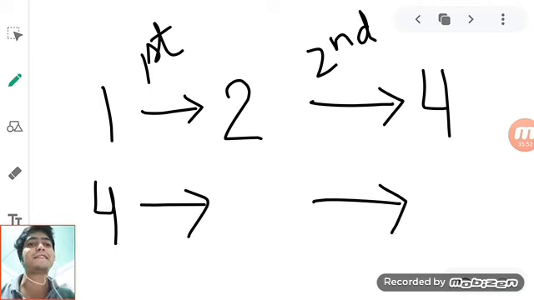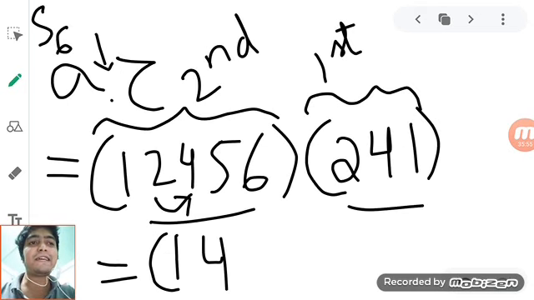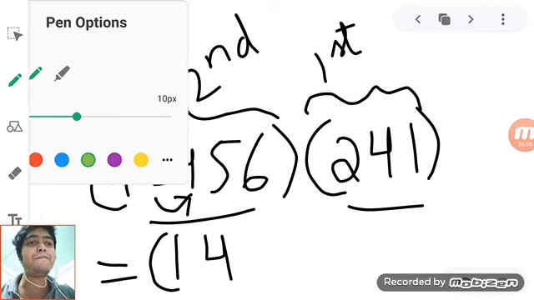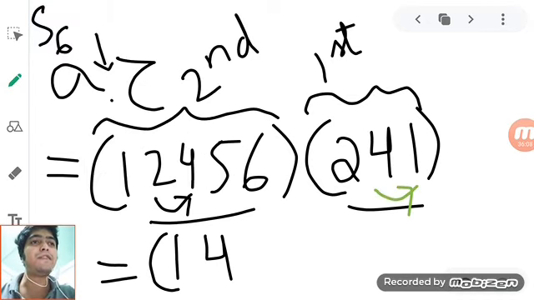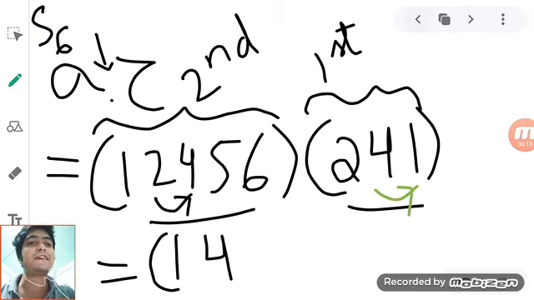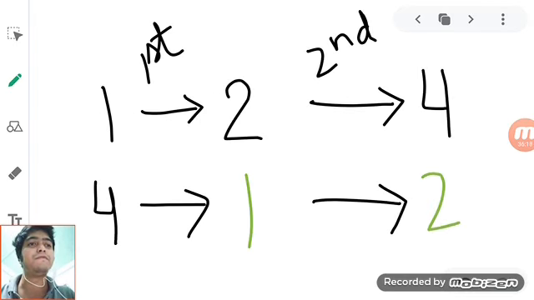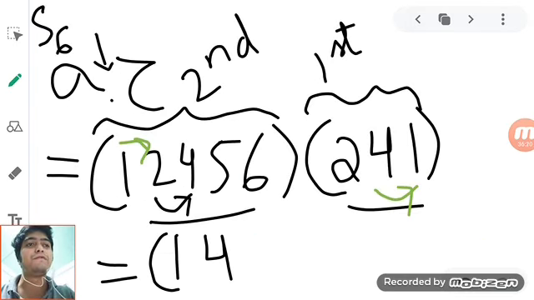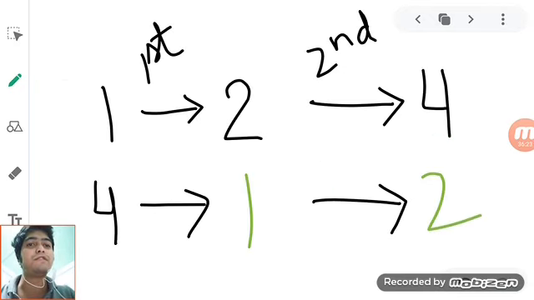Again, first cycle, second cycle. Let's see. In the first cycle, 4 goes to 1. Maybe I'll use a different pen. 4 goes to 1 in the first cycle. And in the second cycle, 1 goes to 2. So the overall effect, 4 goes to 2.